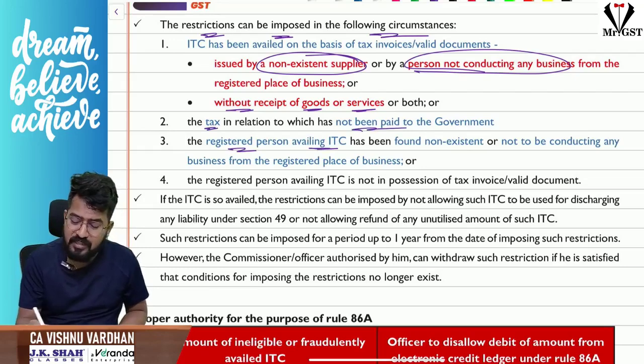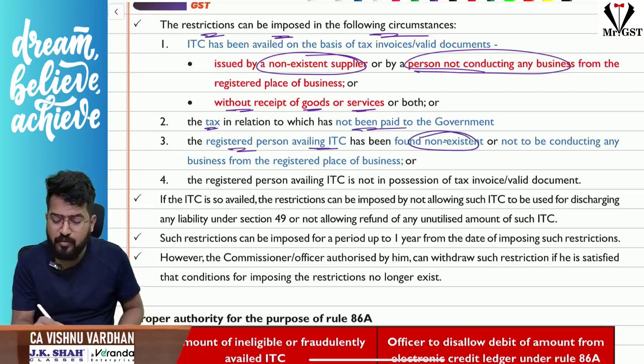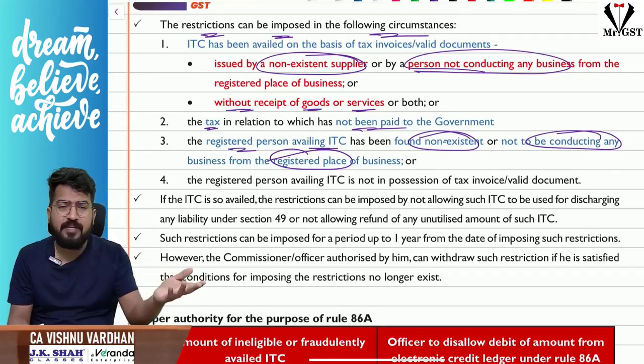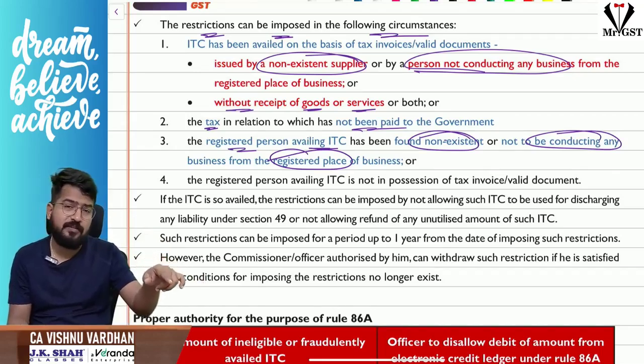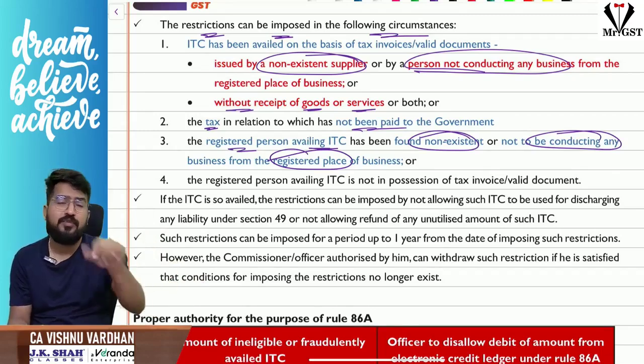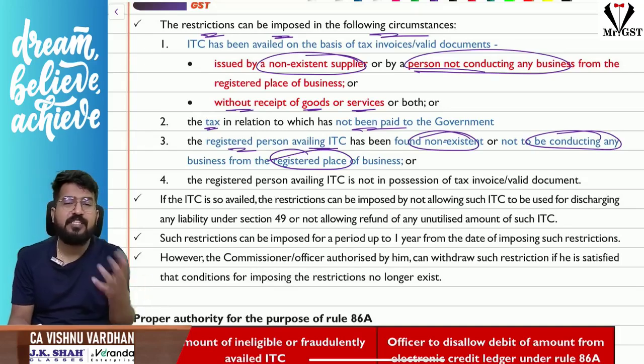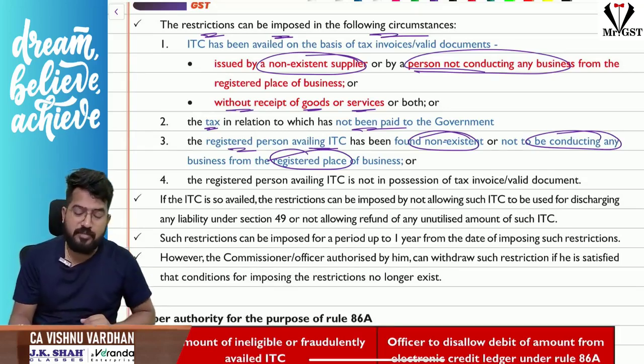or the registered person who is availing ITC, that means the recipient itself, is found non-existing or not conducting the business from the registered place. So either the supplier is not existing or not doing business from his registered place of business, or he has just issued invoice without supplying goods to you, or the supplier has not paid tax to the government, or you, the recipient, have not been found existing or not doing business from the registered place of business.